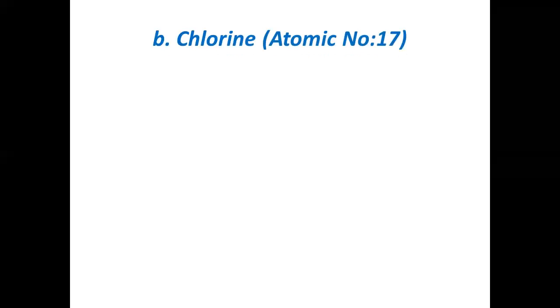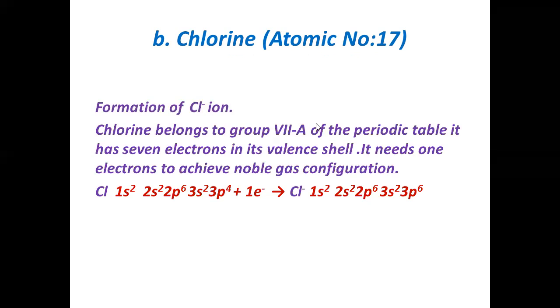Chlorine, atomic number 17. The atomic number of chlorine is 17. It belongs to group 7A of the periodic table. Same as fluorine, it has 7 electrons in the outermost shell and it needs only 1 electron to have a complete outermost shell, or a configuration same as the noble gases. So you can see 3s2, 3p5. This is 5, okay. 5 plus 2, 7 electrons in the outermost shell, and after gaining 1 electron, the configuration becomes 3p6. From 5, after gaining 1 electron, it becomes 6. 6 plus 2, total 8 electrons.